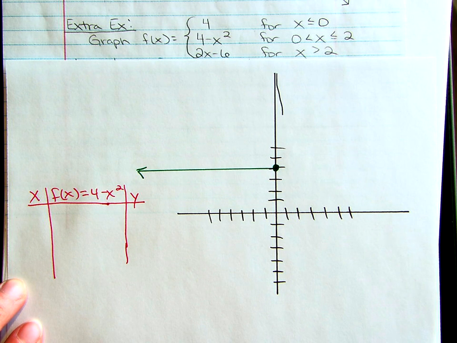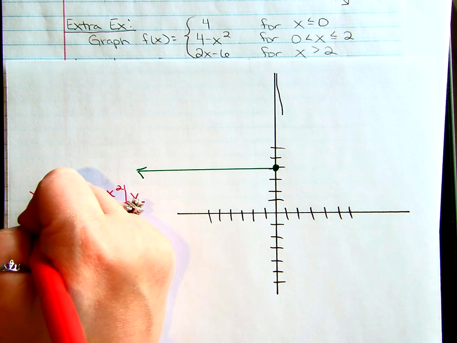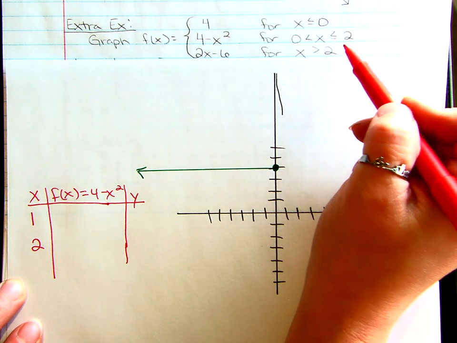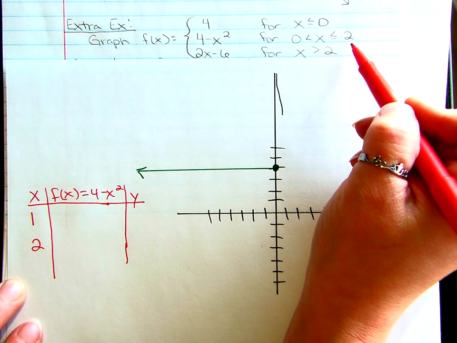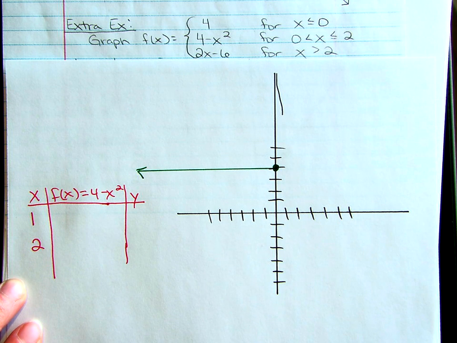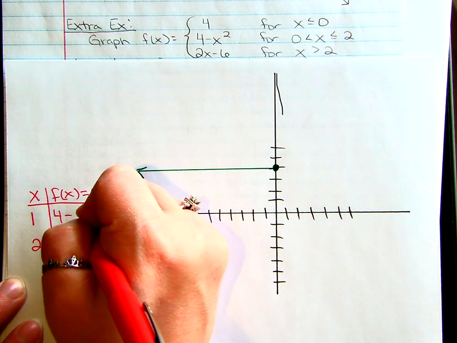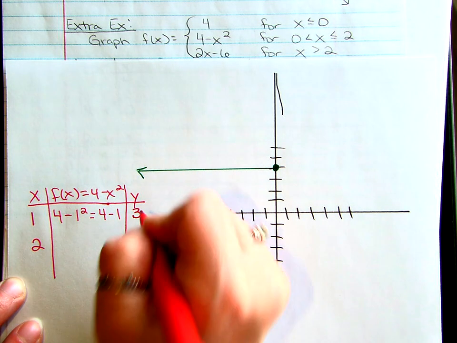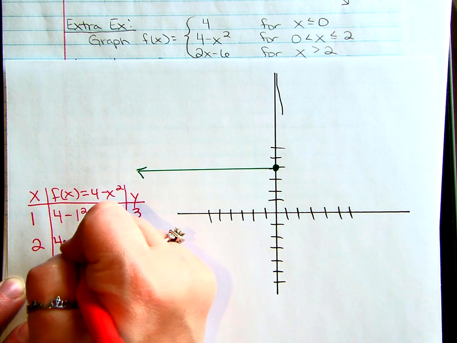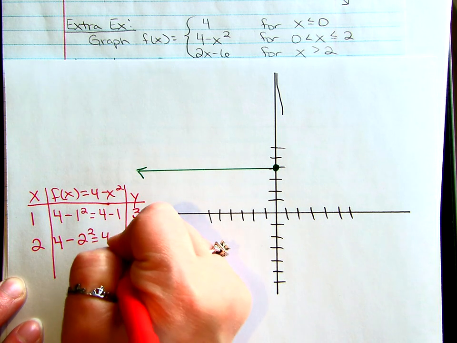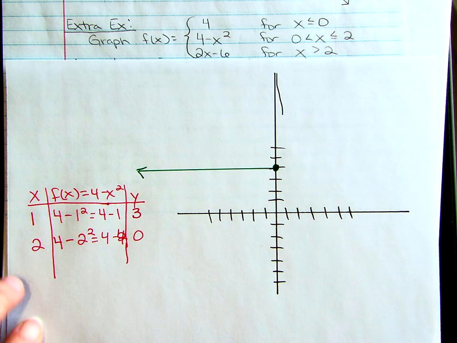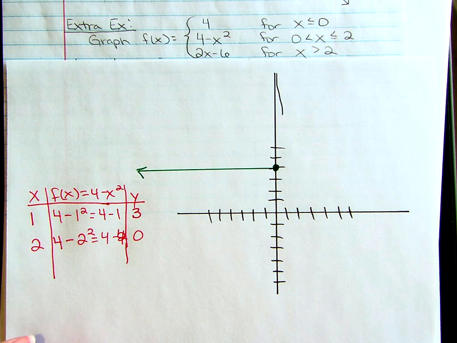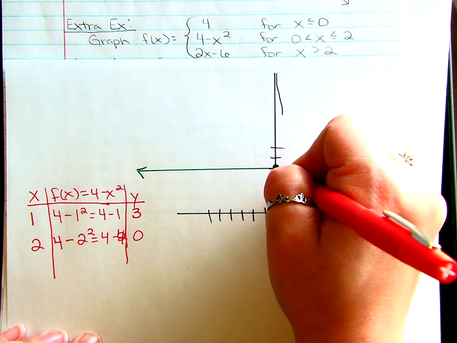So since we're just staying in between those two numbers, I'm just going to do two numbers this time. I'm going to do 1 and I'm going to do 2, because it says less than or equal to 2, so I can use that as a point in this form. So I have 4 minus x squared, which is 1 squared, which is 4 minus 1, which is 3. 4 minus 2 squared is 4 minus 4, which is 0. So I have 1, 3, and 2, 0.